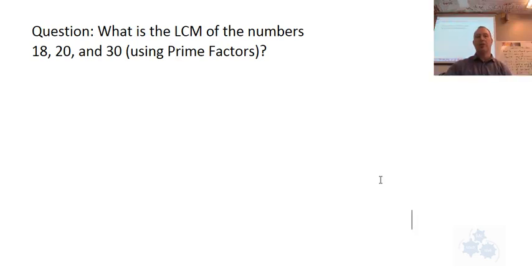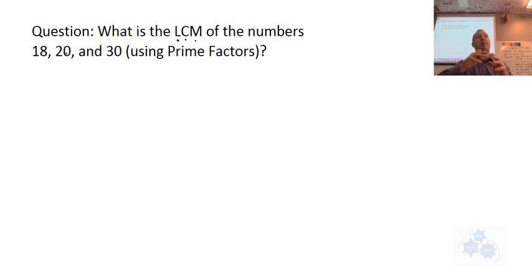Okay, so this question is similar to the last one we just did, except what we're going to do is find the lowest common multiple. That's what LCM is, lowest common multiple of these numbers, and we're going to use the prime factors. This method is a little bit tricky, but it actually seems to be a pretty quick way of doing things.